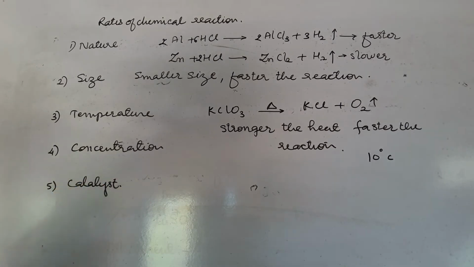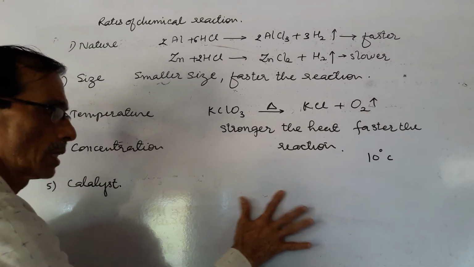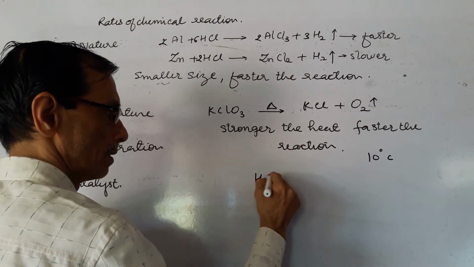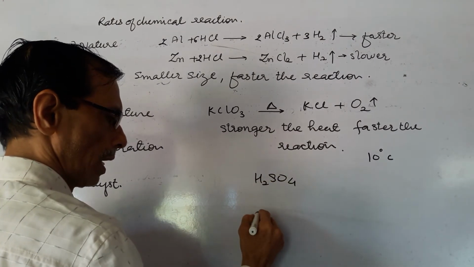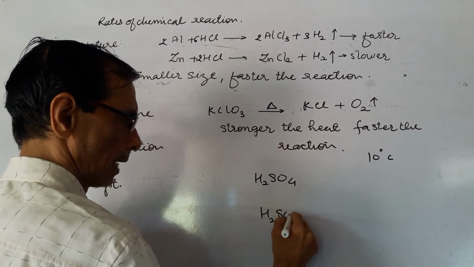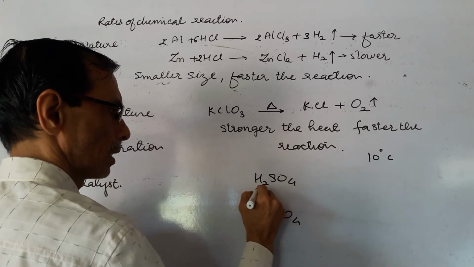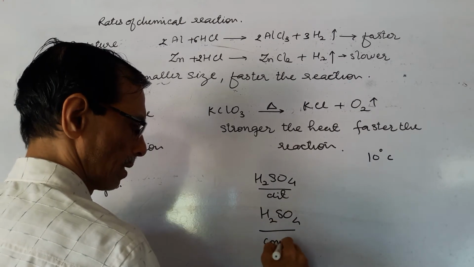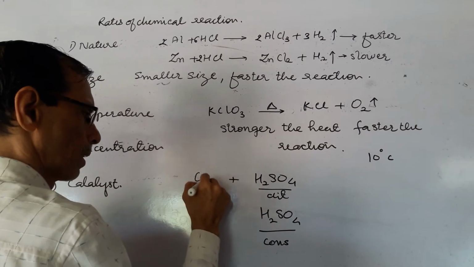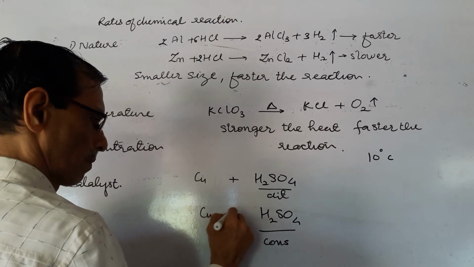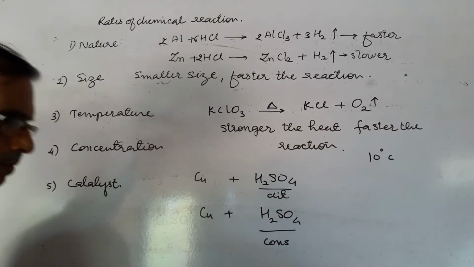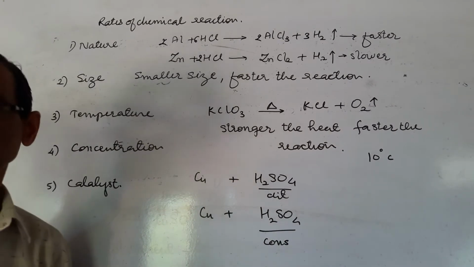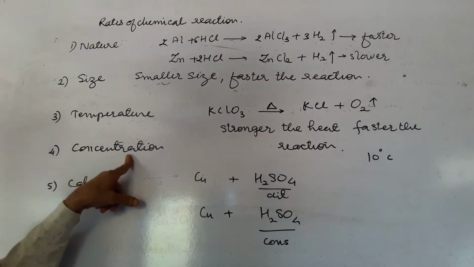Now next, concentration. Of course, it depends on concentration also. If you take sulfuric acid, concentrated and sulfuric acid, dilute. So let us take this one as dilute, and this one as concentrated. And if you take copper, here the reaction doesn't take place. So in dilute, the reaction doesn't take place, but here the reaction takes place faster. So it depends on the concentration.